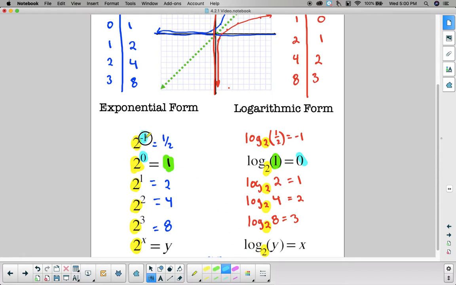The inputs here become our outputs here. And then our outputs to the exponential function become our inputs for the logarithmic functions.